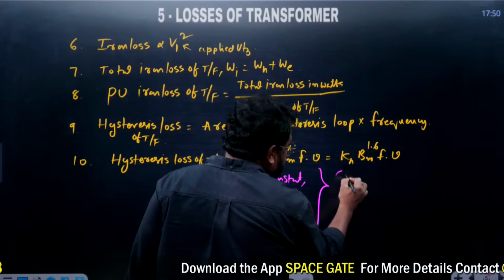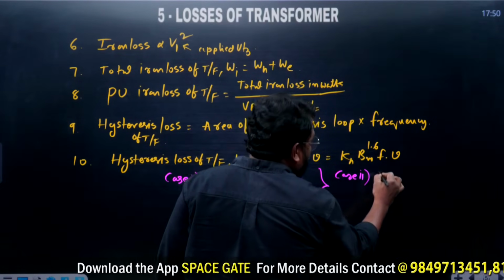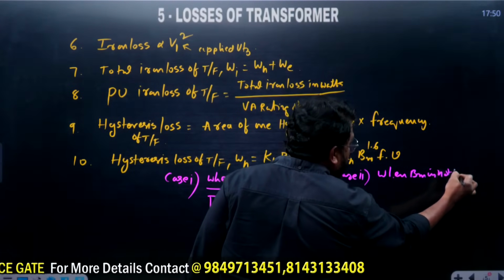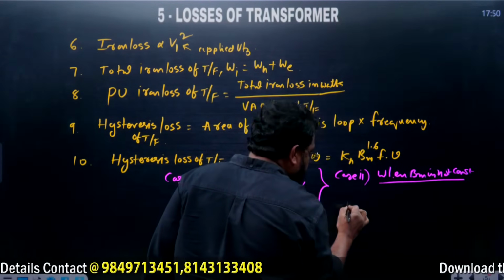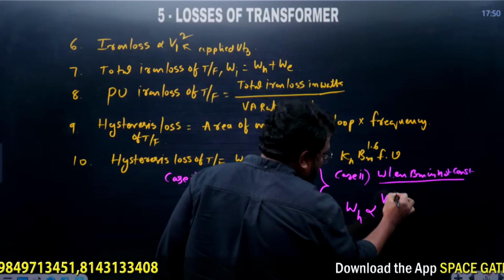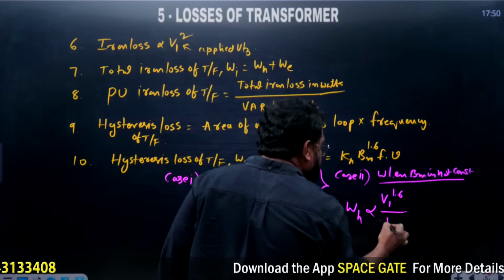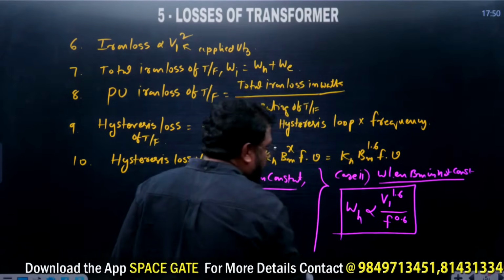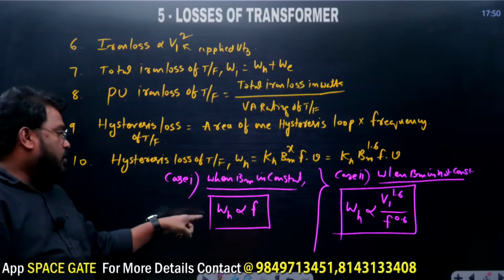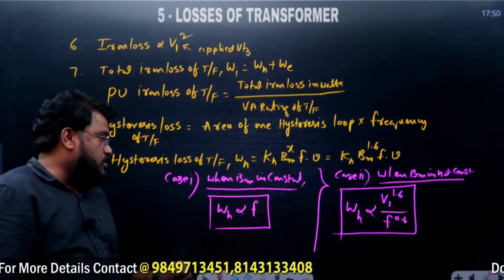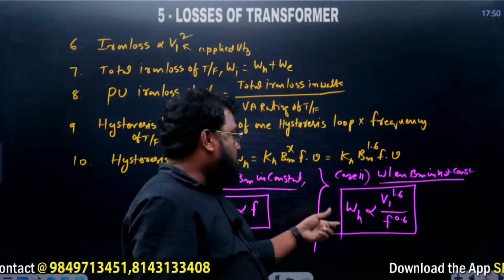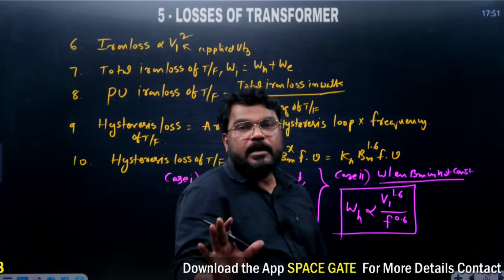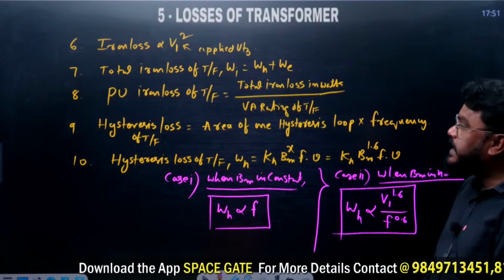And case number 2, that is when B maximum is not constant, this hysteresis loss is directly proportional to V1 power of 1.6 F power 0.6. Okay, this is the hysteresis losses point of view. The hysteresis loss WH is directly proportional to the frequency, and in case number 2, WH is proportional to V1 power of 1.6 and F power 0.6.